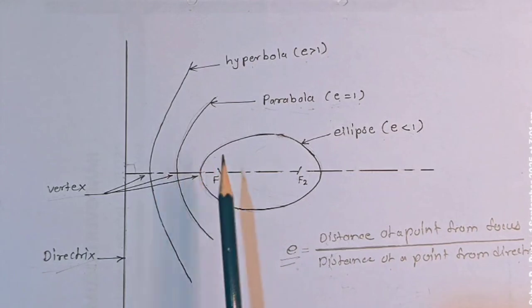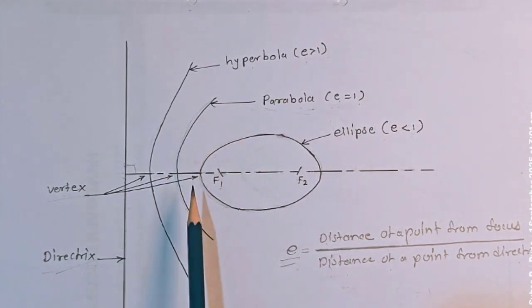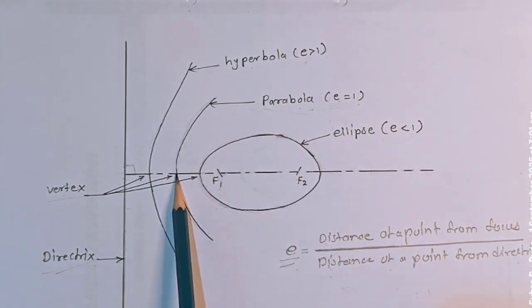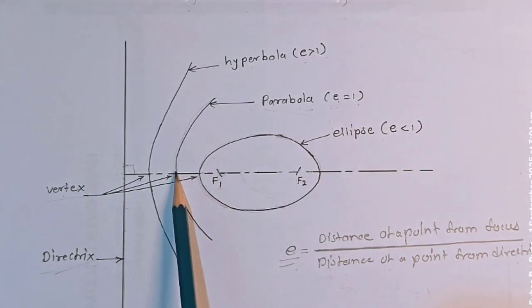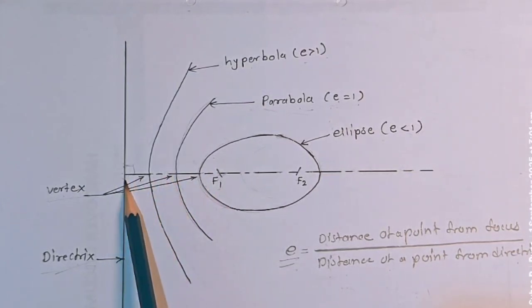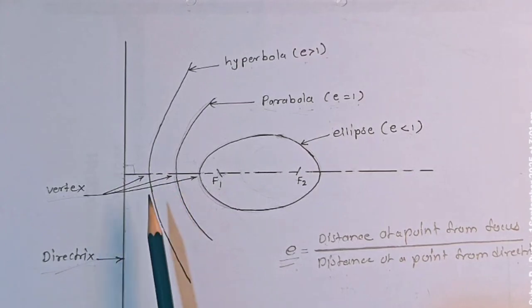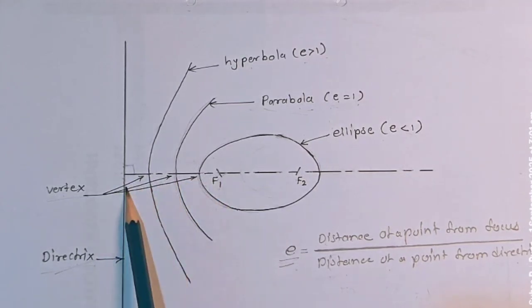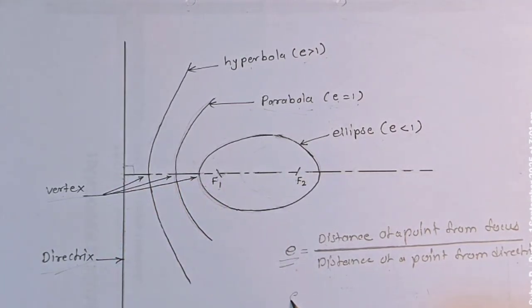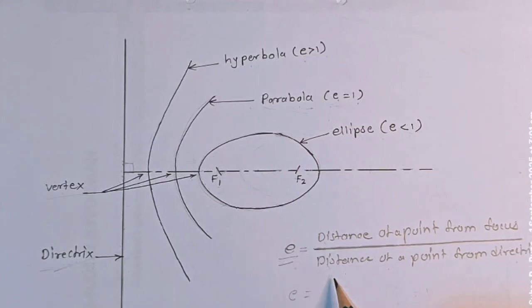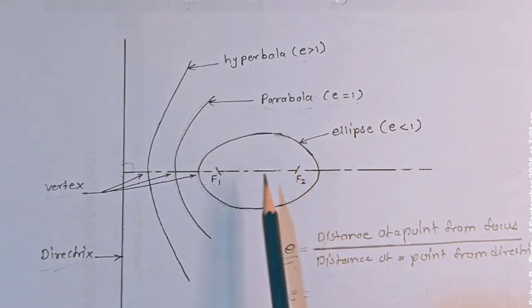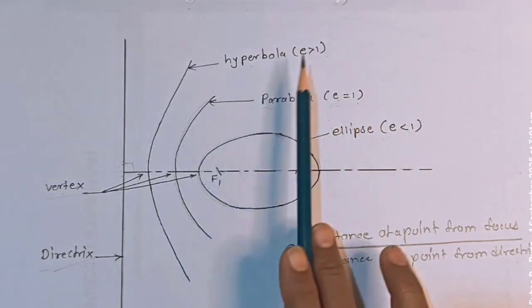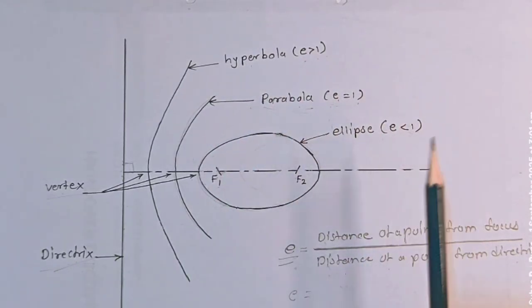Means what? If we consider a parabola, the distance of the vertex of parabola to focus and the distance of the vertex of parabola to the directrix, these two distances are always equal. So for parabola, eccentricity is always equal to 1. For ellipse, it is always less than 1. And for hyperbola, it is always greater than 1.